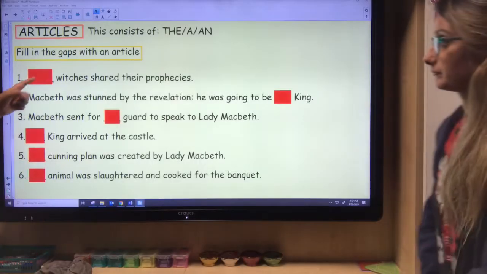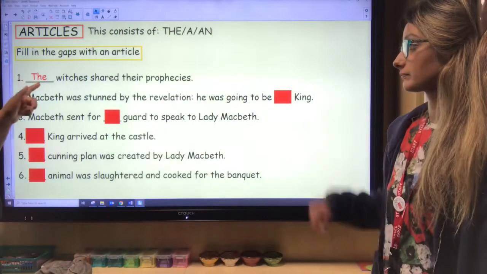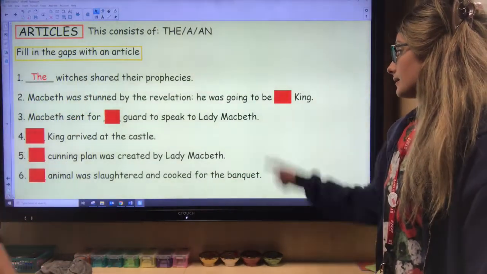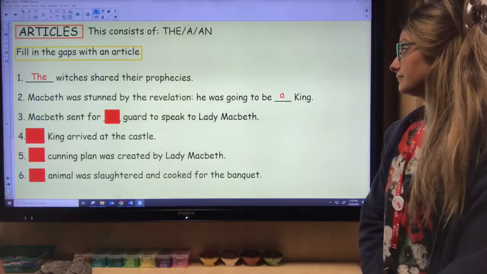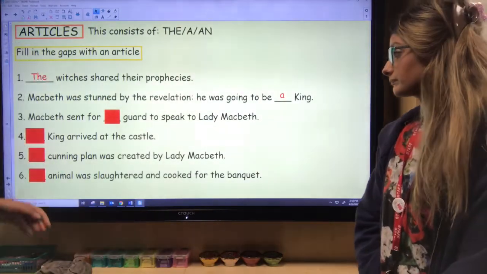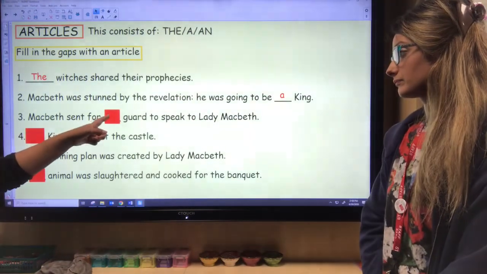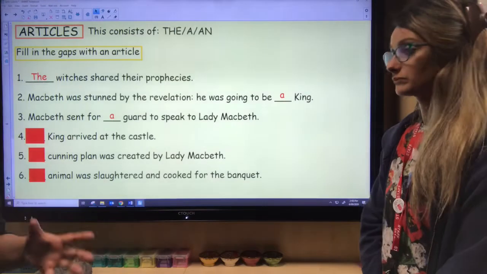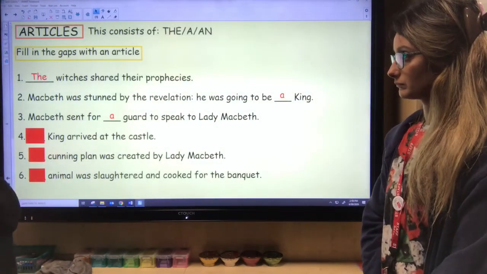Right, let's go through the answers. The first one is the witches. We know it's the witches because it's more than one. Okay, so it's the witches. Right, Mrs. Gale, the next one. He was going to be a king. Or you could have the king. Both would work. You can have either or. Right, the next one. Macbeth sent for a guard, or you could have the guard as well. Either would work, to speak to Lady Macbeth.